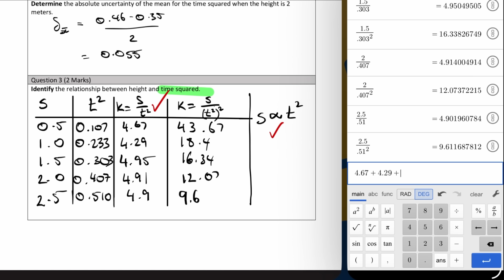And let's divide all of that by 5. So 4.74. So if S is proportional to t squared, we can say that S is about equal to 4.744 t squared. Way too many significant figures, but that's not one of the assessment objectives here. And it's going to fall 5 meters.